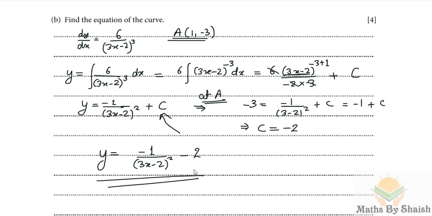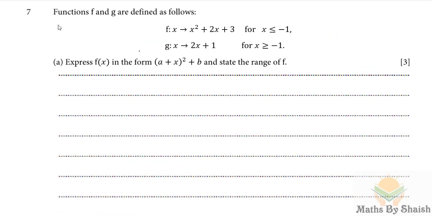We could have taken the LCM and gotten something like numerator upon denominator, but that's fine because they haven't asked for the simplified form. So that's the answer. I hope it is clear. And here's question number 7.